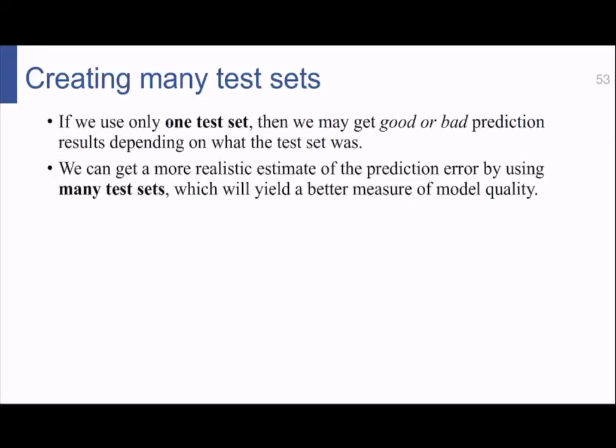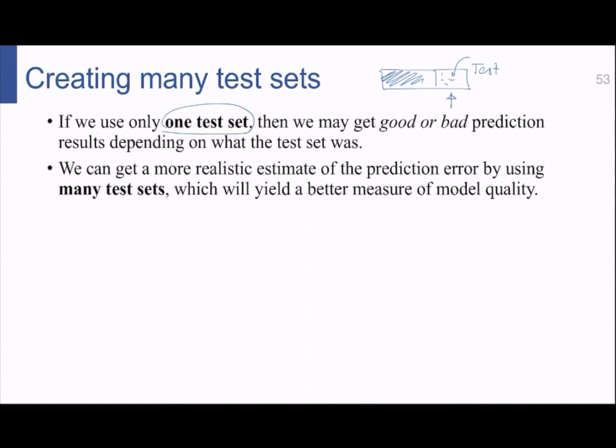Now, why do we do cross-validation? And I will explain what it is in a minute. If we use only one test set, so we split the data into this part and this part that we test, we may get good or bad prediction results depending on what this test set was. The data points that ended up here may have been good, may have been bad.